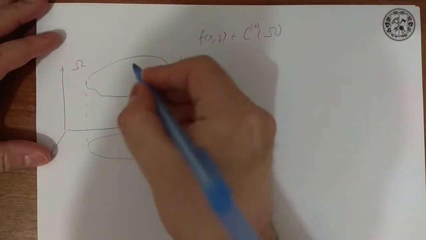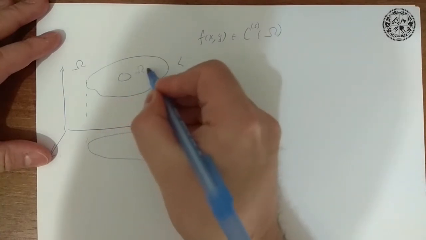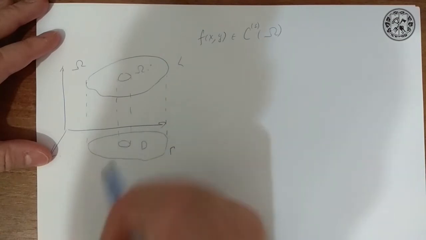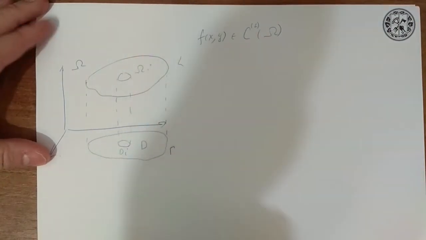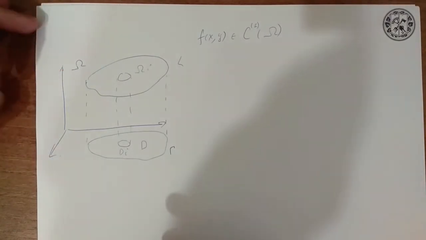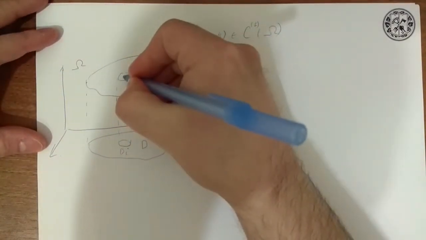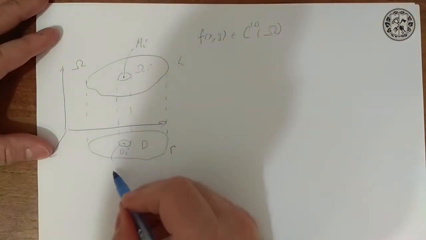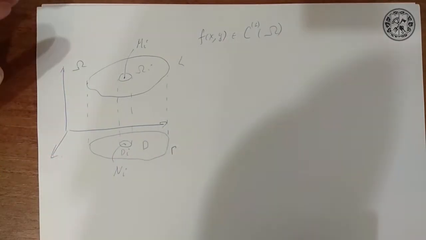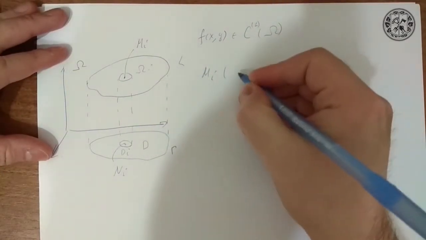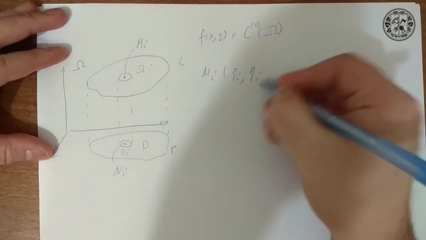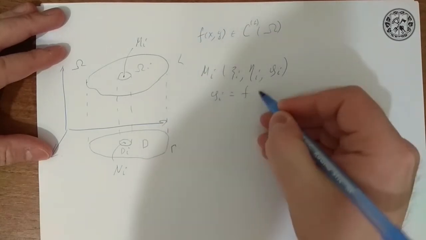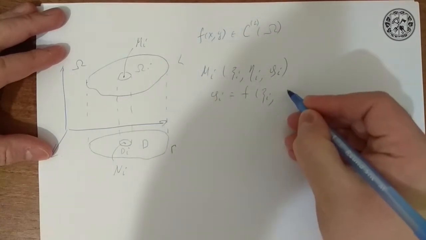Now, we can split omega into pieces omega i, and these pieces will be projected on the plane, region D, inside a piece d i. Here we select a point M i, and inside d i we select point N i. M i has coordinates psi i, eta i, phi i, and phi i is f of psi i, eta i.